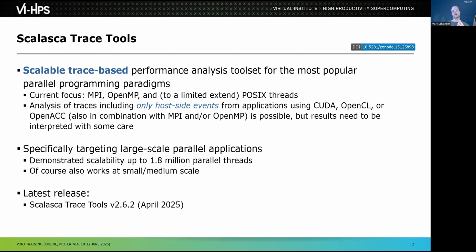The specific target of Scalasca is running large-scale applications. It has demonstrated scalability up to 1.8 million parallel threads. So it's looking at the big picture of communication and synchronizations on a large scale. But of course, it also works at small, medium scale, which is something we will be looking at for demonstration purposes. The latest release is 2.6.2, from April last year.